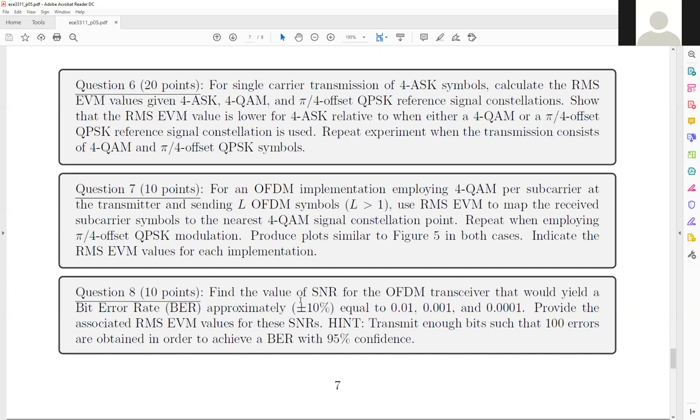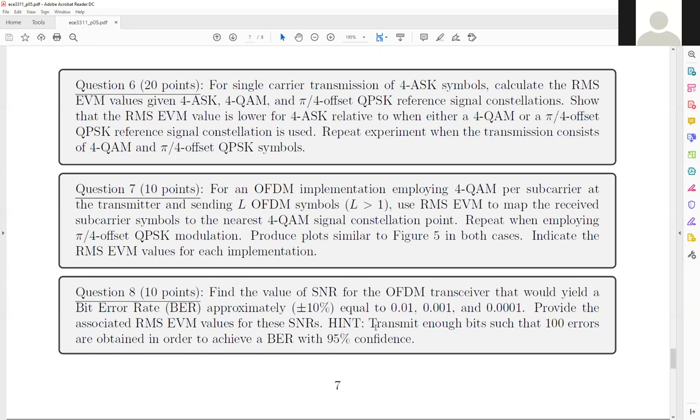In reality, you can't control the signal to noise ratio. Well, you could if you increase the transmit power. So find the signal to noise ratio of an OFDM transceiver. That means transmitter through channel to receiver. I want you to find the SNR that would yield a bit error rate. That's the number of bits at the receiver that differ compared to what was transmitted, as a ratio of those bit errors versus all bits transmitted in the communications.